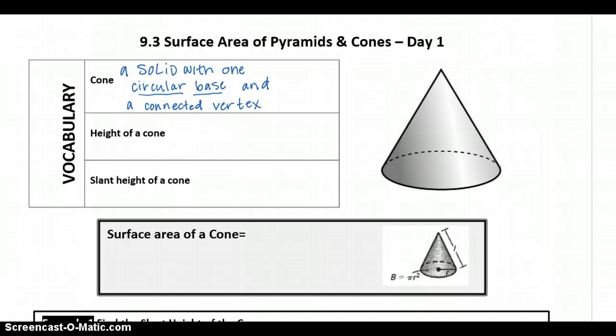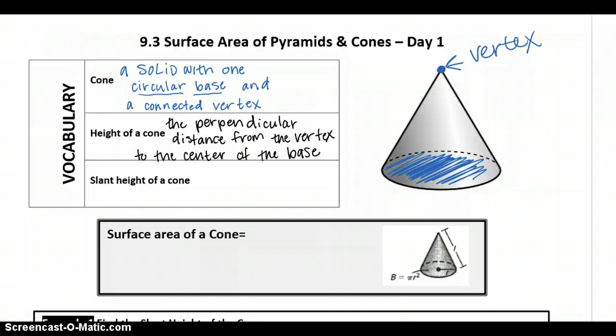So if you look at our cone to the right, the base, or the bottom, is in fact a circle, the only side that we can put on the bottom. And our vertex is this point here at the top. And our vertex is connected to our base, to the whole side of the circle.